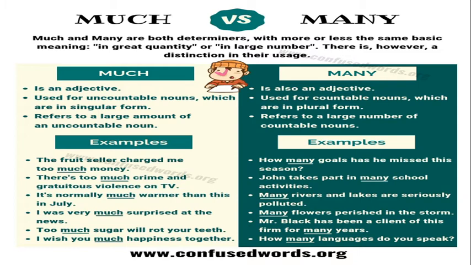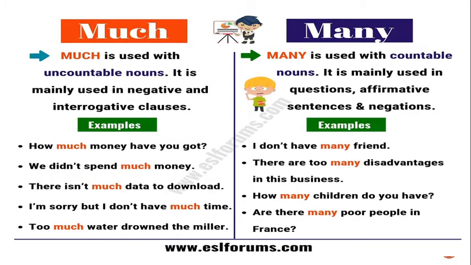Likewise, we use much and many in different places. More clearly, much is used with uncountable nouns. It is mainly used in negative and interrogative clauses. How much money have you got? We didn't spend much money. There is much data to download. I'm sorry, but I don't have much time. Too much water drowned the miller.